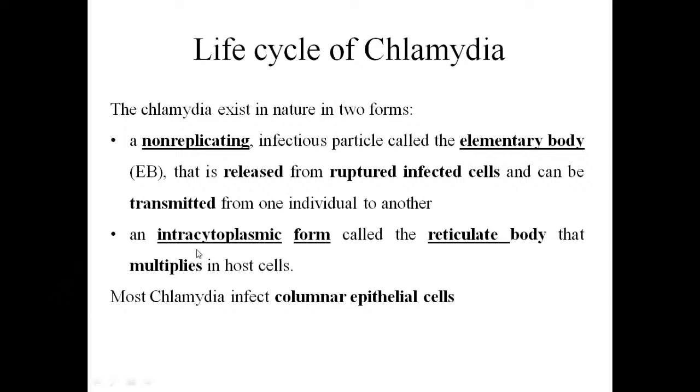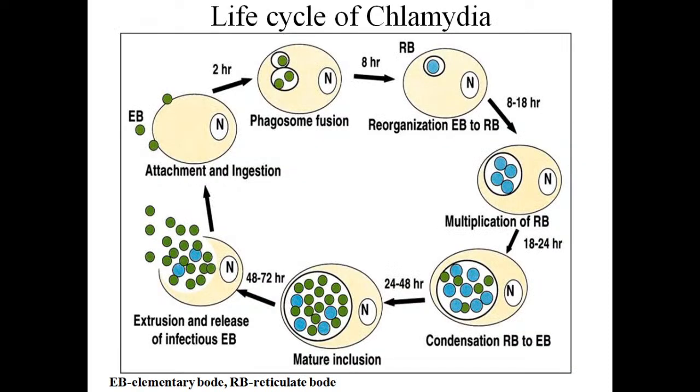It is an intracytoplasmic form, called the reticulate body, that multiplies in host cells. And we should say that target cells for chlamydia are columnar epithelial cells. Chlamydia don't affect endothelial cells of blood vessels, and don't infect cells of connective tissues, for example. It infects columnar epithelial cells. In this diagram, this scheme, you can see the life cycle of chlamydia.